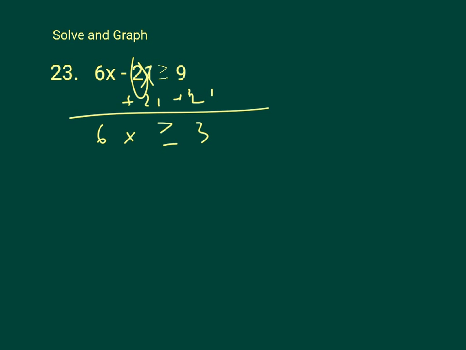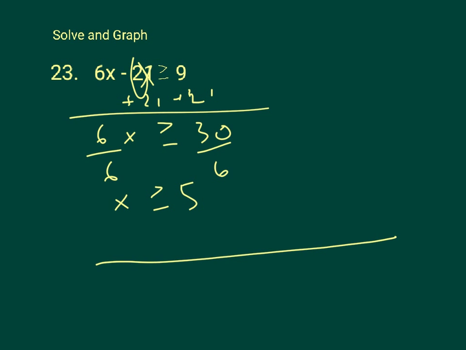Keep that inequality symbol because we didn't use a negative number multiplying or dividing. Then we divide by positive 6, so it's going to stay the same symbol. X is greater than or equal to 5. And so we put a 0 and a 5 on the number line. It can be 5, so we make it a solid dot, and greater than goes in this direction.